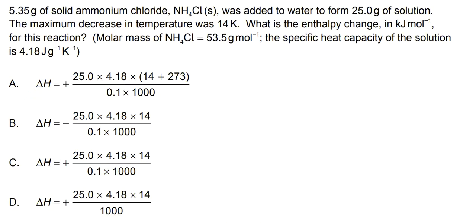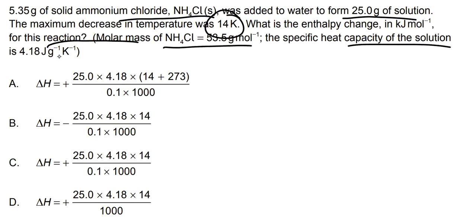5.35 grams of solid ammonium chloride was added to water to form 25 gram solution. The maximum decrease in temperature was 14 Kelvin. What is the enthalpy change for this reaction? Molar mass is that. Specific heat capacity. Okay, so delta H equals negative Q over n. The reason I looked at Q is because there's a temperature change given, so I'm going to have to use Q equals mc delta T.